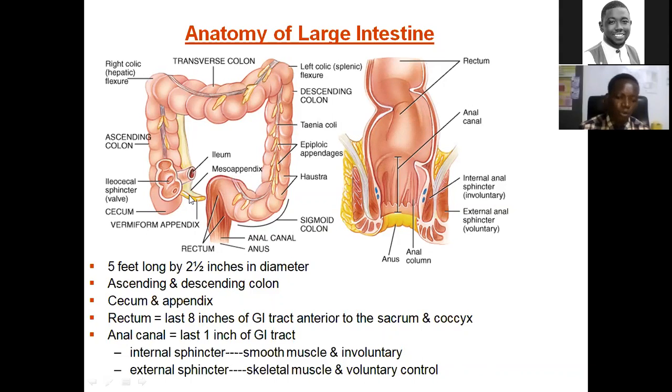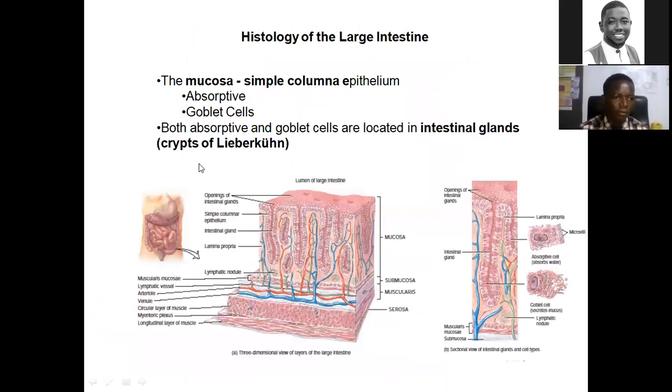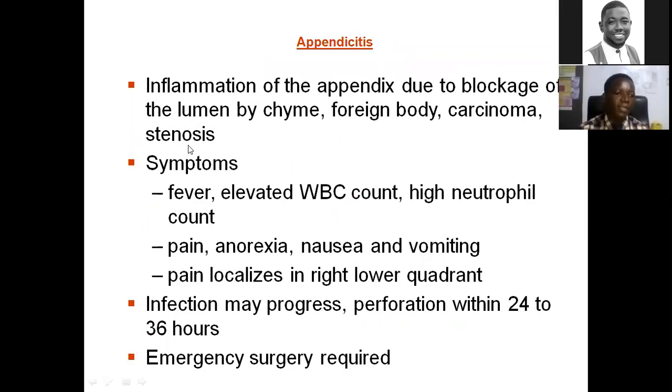Now, how will you know you have appendicitis? Usually, appendicitis is manifested by an increase in body temperature. If you have appendicitis, your temperature begins to rise very high. Usually they request that you do a full blood count, and the white blood cell count will be very high, especially the neutrophils.